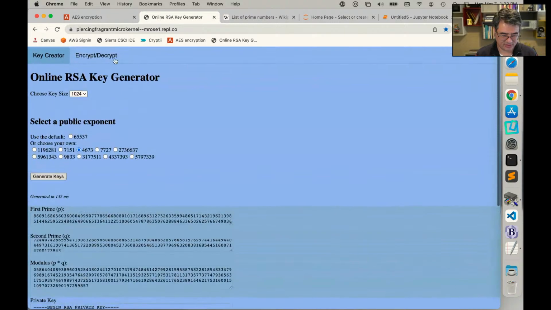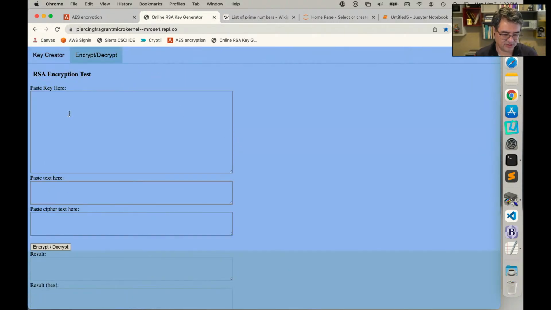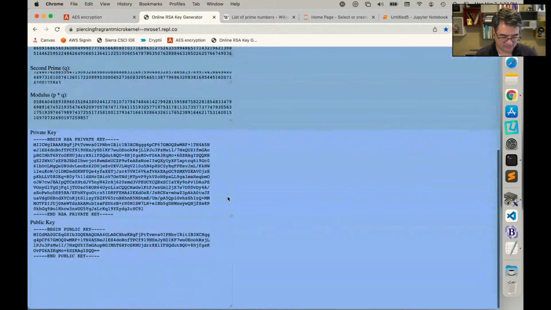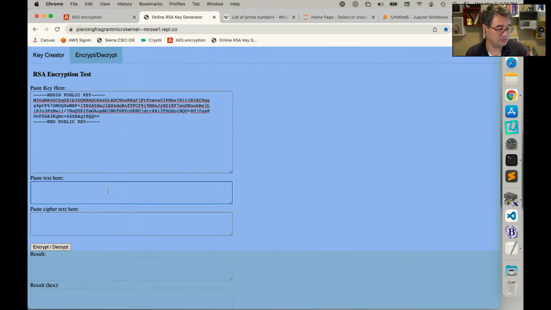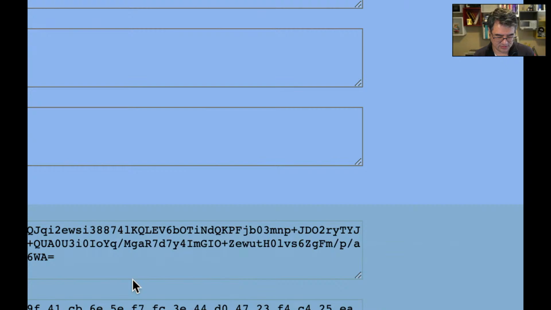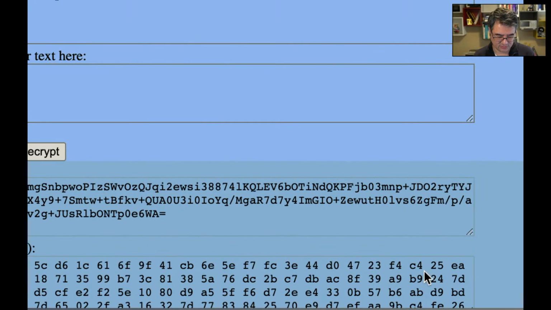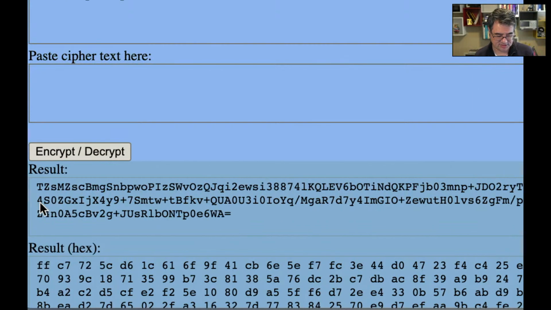Okay, so I'm going to flip over to the tab that says Encrypt and Decrypt. You paste in the key you want to use. So I'm going to take the public key, copy that, paste it up here, and then put in some text that I want to encrypt. And then click on Encrypt. And then down below, it shows the encrypted data. Here's the raw, down at the bottom, the raw binary numbers. And then above is the base 64 encoded equivalent to that.